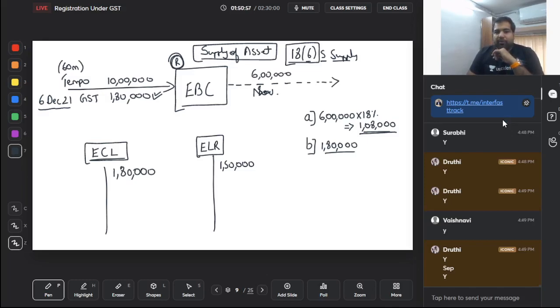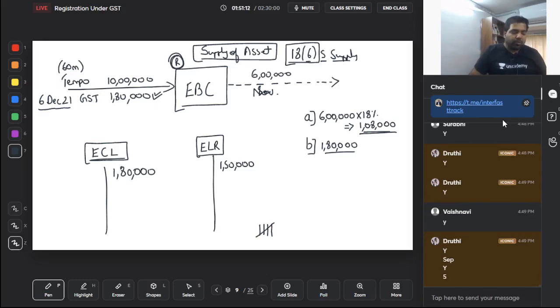So from December to November, how many quarters? October, November, December, 1 quarter. Jan, Feb, March, April, May, June, July, August, September, October, November, December, 5 quarters, into 5%, that is 25% you keep.